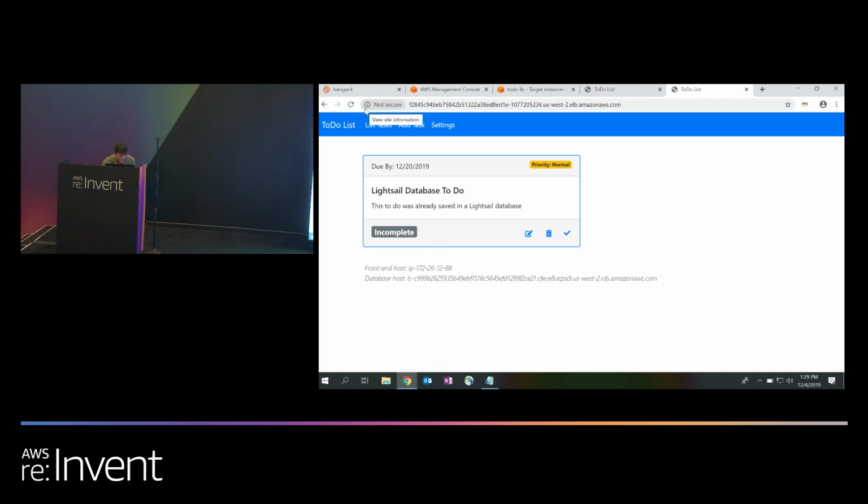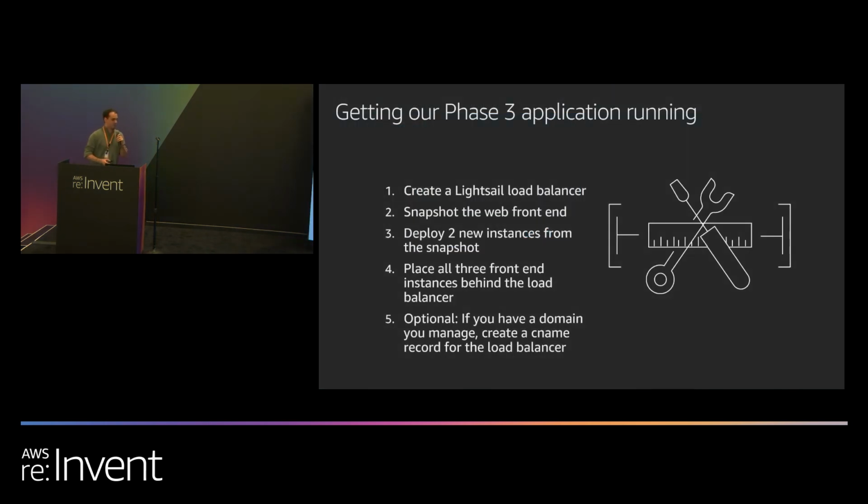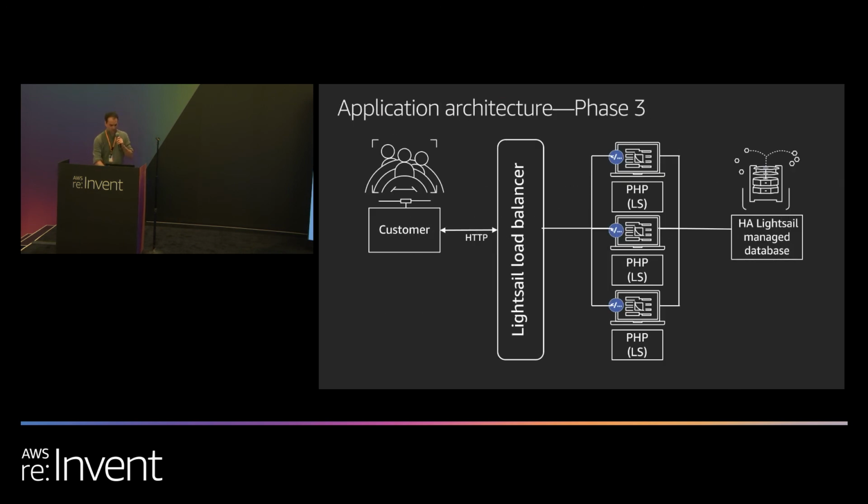So just to summarize, we created a multi-tiered application in Lightsail in less than 20 minutes. We have a load balancer, we have 3 front-end servers, and then we have a managed database on our back end. So we have a highly available multi-tiered application that we created within 20 minutes.